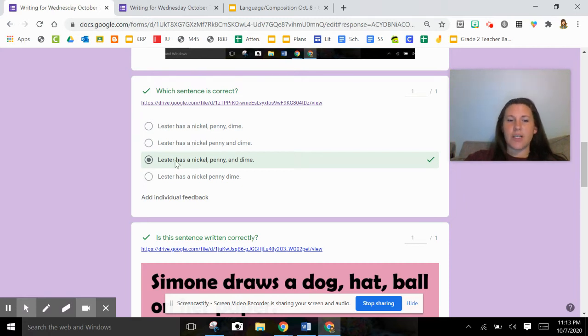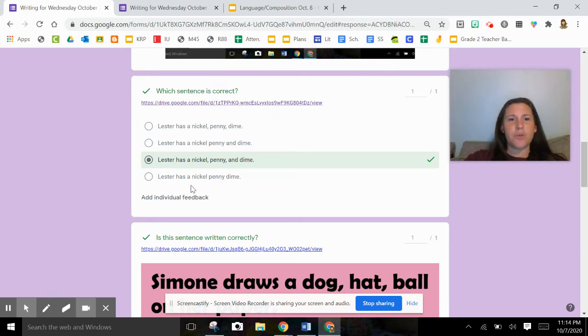All right, let's take a look at this next one, and it kind of gives you a hint already what the right answer is, but we still want to look through these. For my friends that did not get it right, Lester has a nickel, comma, penny, comma, and dime. So let's see. 1, comma, 2, comma, and 3. That one did it right. It has all the commas in the right spot and the and.